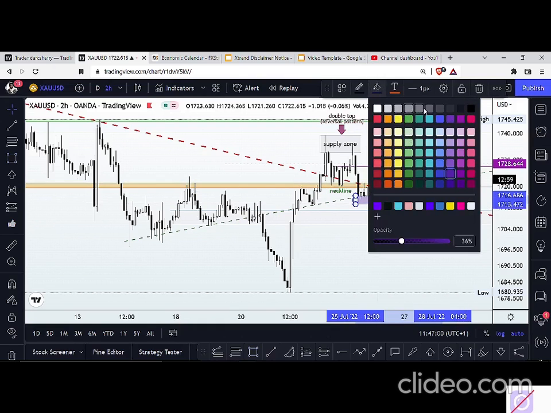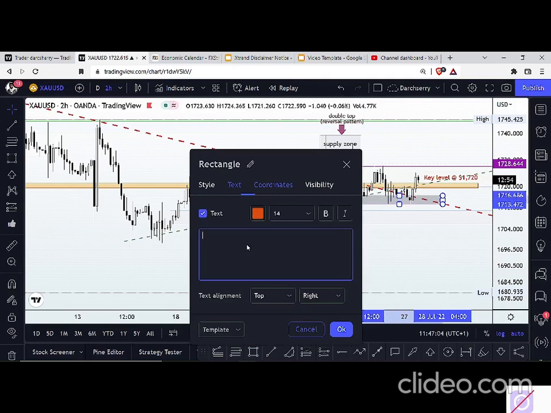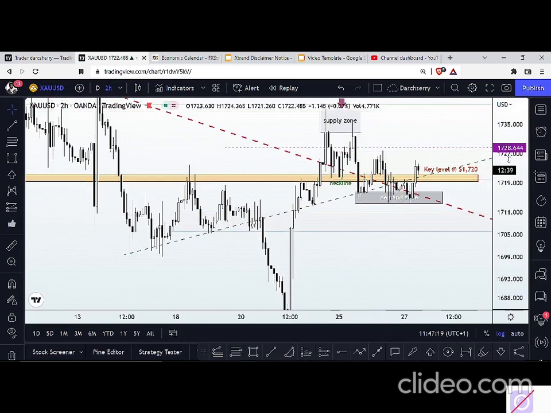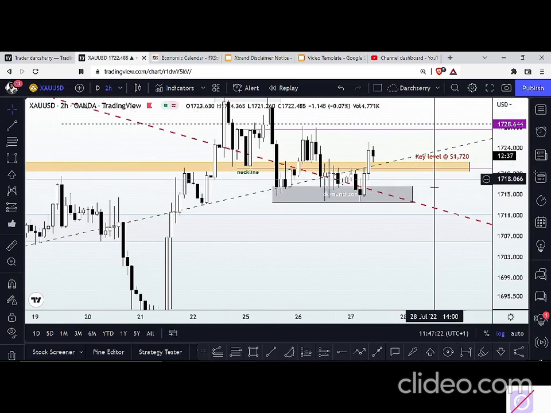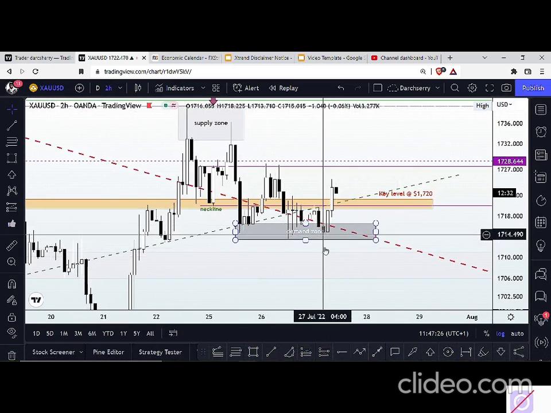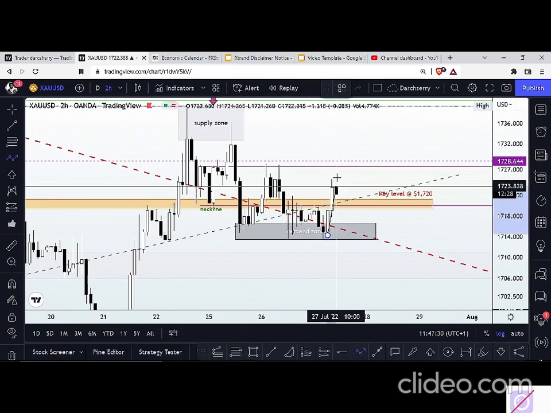So this area now appears to be more of a demand zone at this point. Let's label it our demand zone for now, for the sake of clarity, so that we don't mix things up. So we have a demand zone sitting at around the $1,715 mark. Now with this information, we can see that we have a bullish engulfing candle in the last 4 hours here that took price back above that key level.